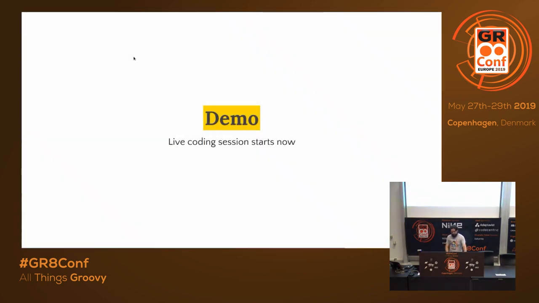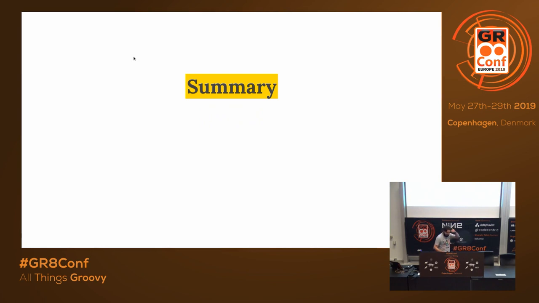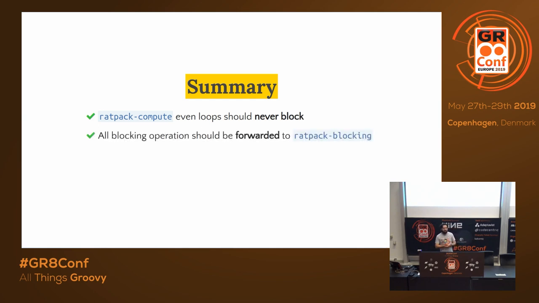And if it comes to this demo, this is actually what I prepared for you, and let's make a short summary. So the first thing worth remembering: the Ratpack compute thread pool is designed for computations only. We should keep this event loop, a single event loop, or if we use more threads than just a single thread, just for computations only. And for all blocking operations, there is the Ratpack blocking thread pool. It's designed for those blocking operations.